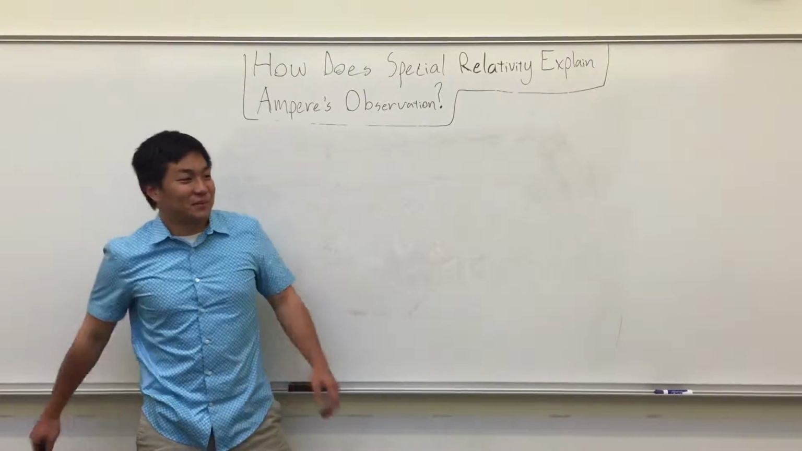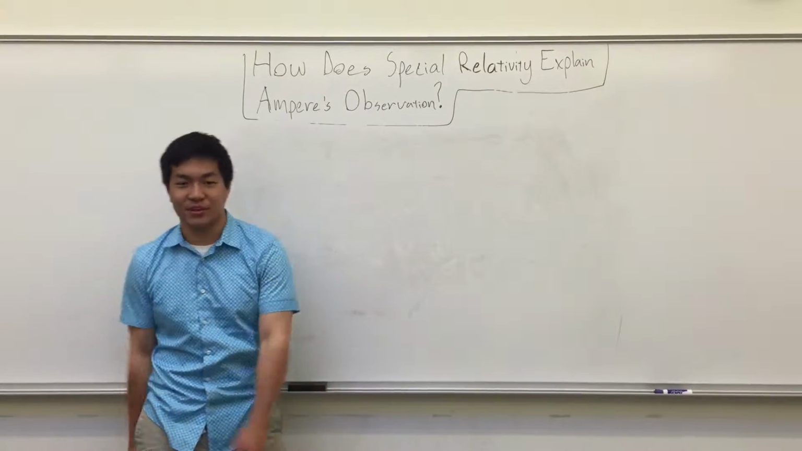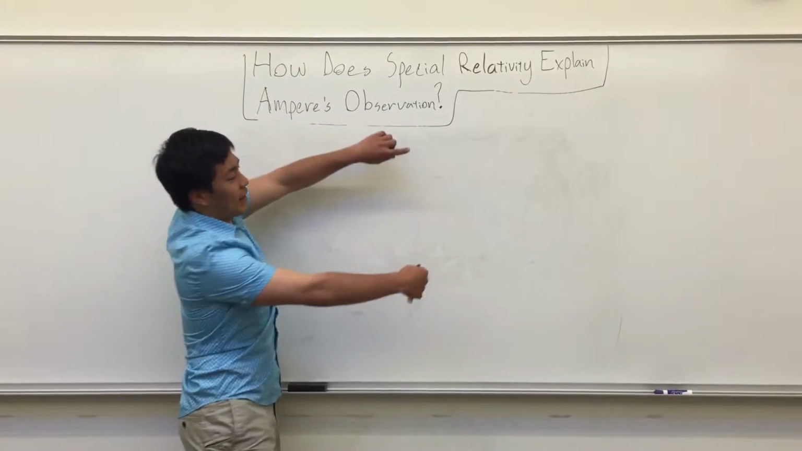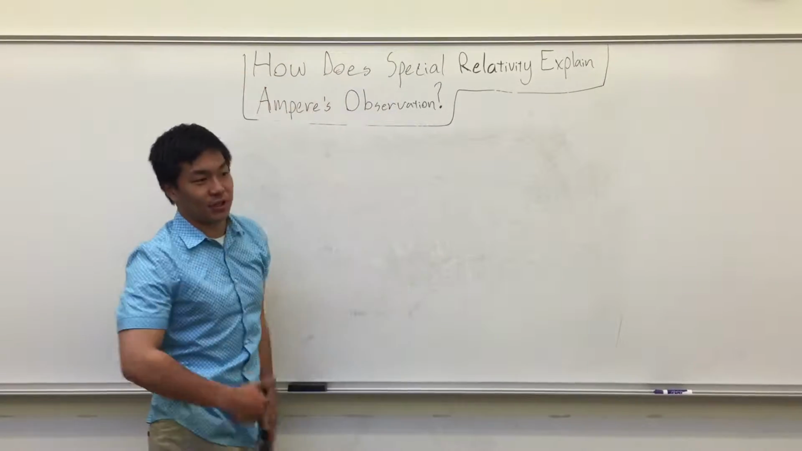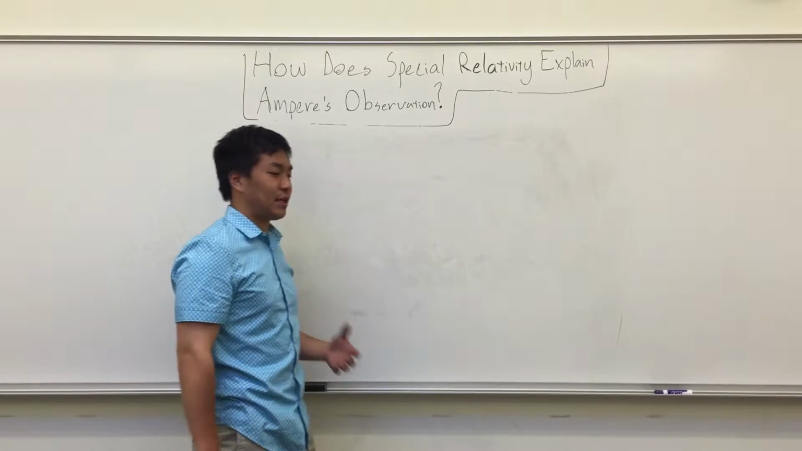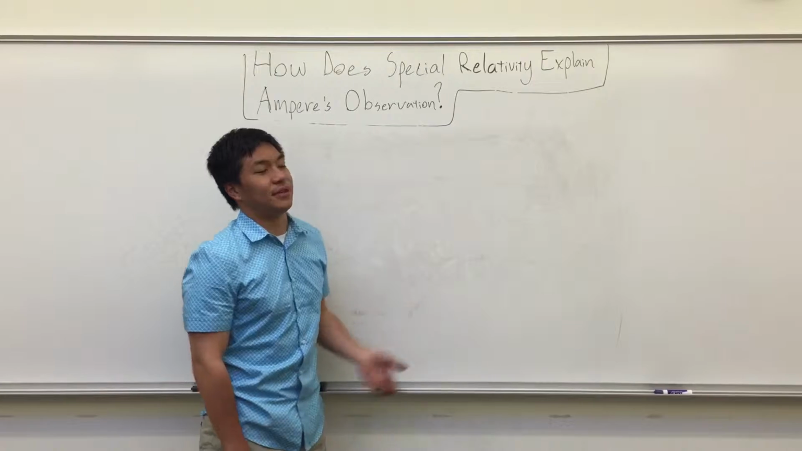Alright guys, so today we're going to be jumping into how special relativity will help us explain Ampere's observations, namely that parallel currents will seem to attract each other and that anti-parallel currents seem to repel each other. And before we jump into this, I think we're going to have to nail down a slightly more specific understanding of what special relativity is.